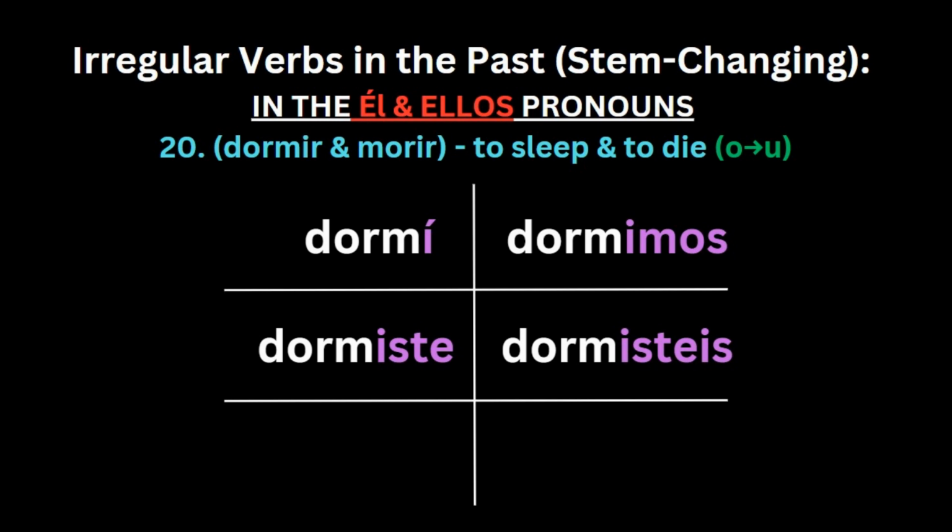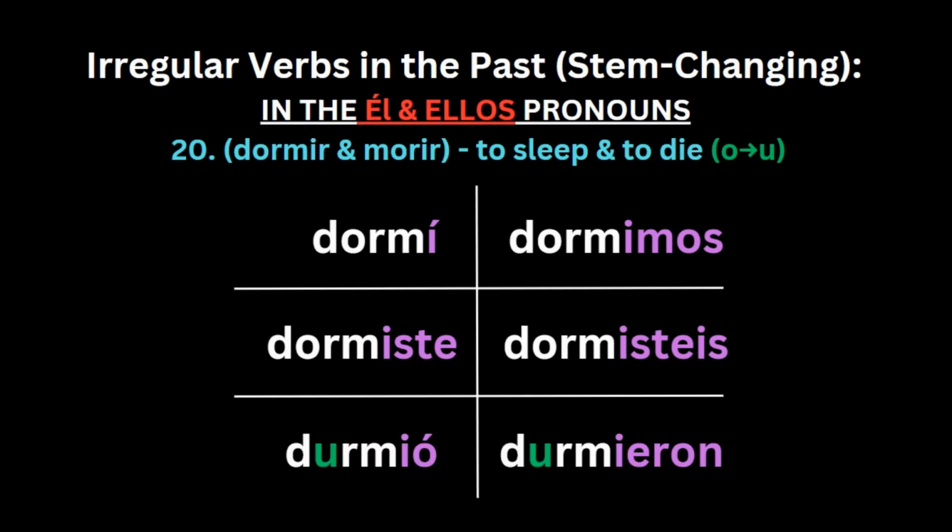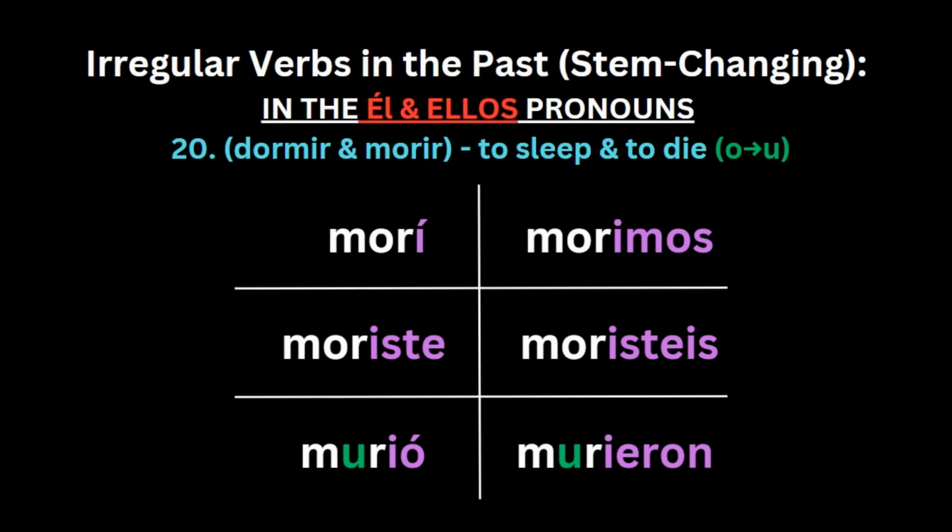Dormir follows the normal pattern of IR verbs, but only changes its stem in the él and ellos pronouns, meaning él durmió, he slept, and ellos durmieron, they slept. And the same concept applies to the verb morir. Él murió is he died, and ellos murieron is they died. As always, these verbs are more useful to know than to use.